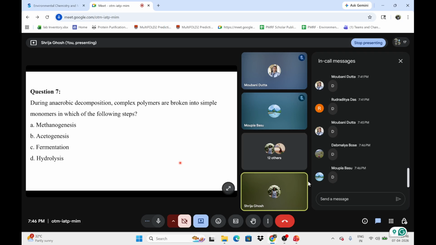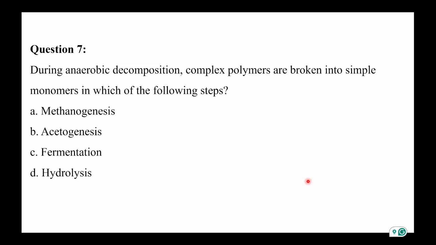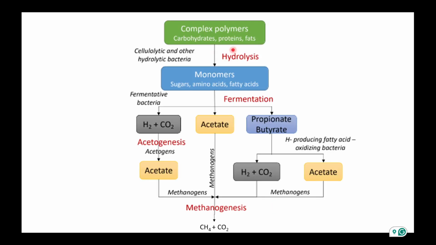Okay. Three of you have answered option D, hydrolysis. Let's see the correct answer. That is the correct answer. So these complex polymers are broken down into monomers by the process of hydrolysis. Basically, what are these complex polymers? These are basically the macromolecules that we have inside our body: carbohydrates, proteins, fats.